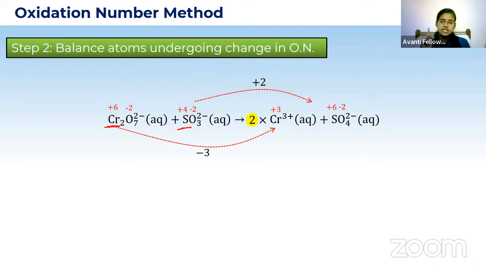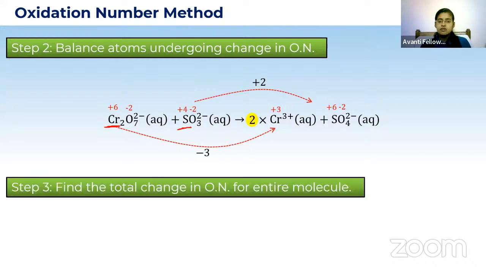So in the first step, what you have to do? Write the oxidation number for all the elements. Then balance all the atoms which are undergoing change in oxidation number. Then in the third step, find the total change in oxidation number for entire molecule.